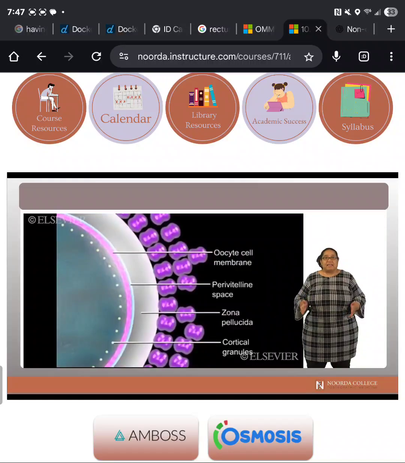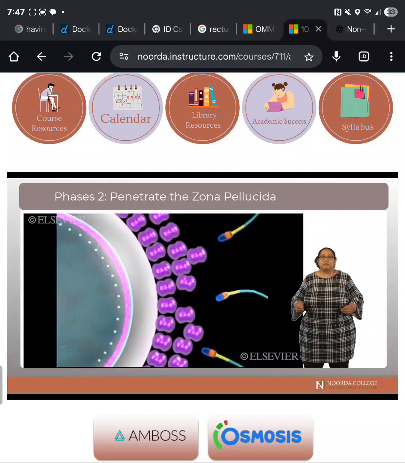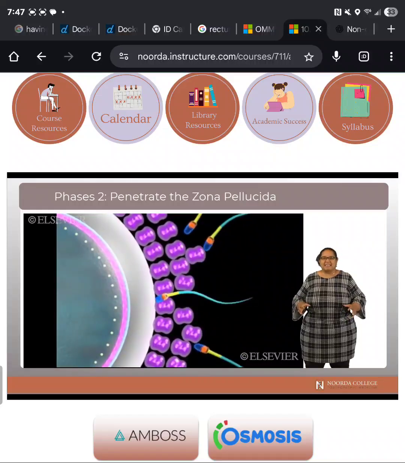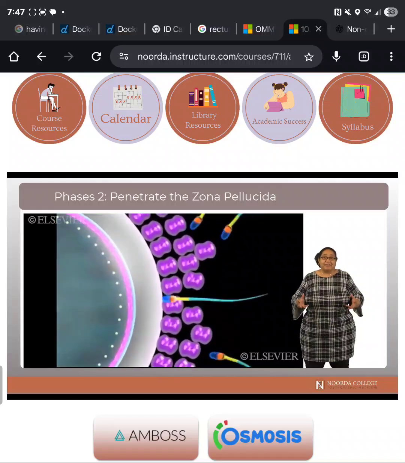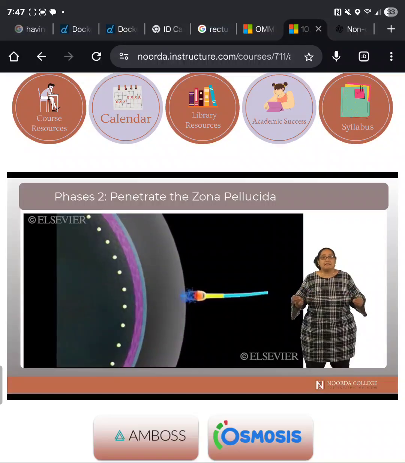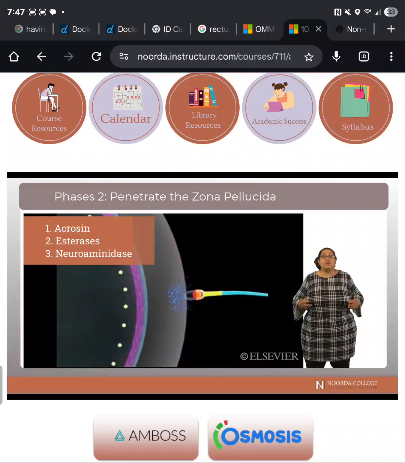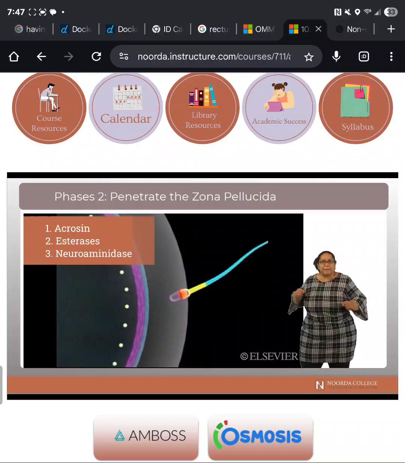Now, the second phase is the penetration of the zona pellucida. Now, imagine you're an exhausted sperm. You have just peeled away the cement, knocked away enough space in the fortress wall to get through. Now you are in this thick gunk of gel, of proteinoid goo, if you will, called the zona pellucida. Now, you'll need some more arsenal from your acrosome. Okay? Here, it's a different set of enzymes because the zona pellucida is different. So the different set of enzymes that will cause the lysis of the zona pellucida are the acrosin, esterases, and neuraminidase.